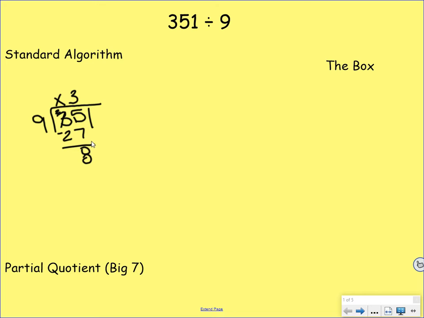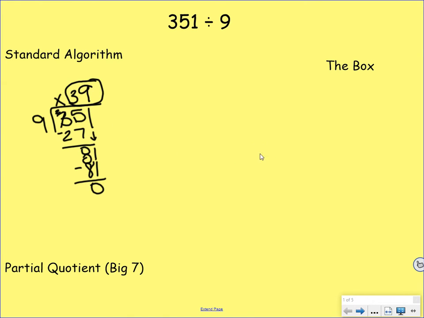All right, so our next step is we have an 8 here, but we can't forget about the 1 up here. So we bring that 1 down, and we have 81. How many times does 9 go into 81? Well, I know that 9 times 9 is 81, and then I have absolutely nothing left. Do I have any more numbers up here? Nope. That means I'm done. I've got nothing left to bring down. So my answer is 39.